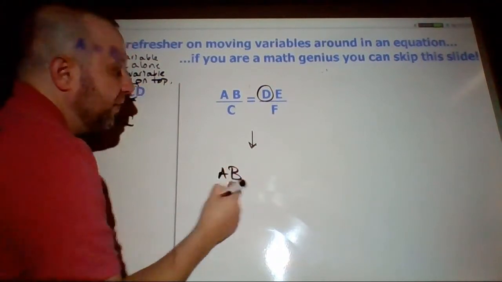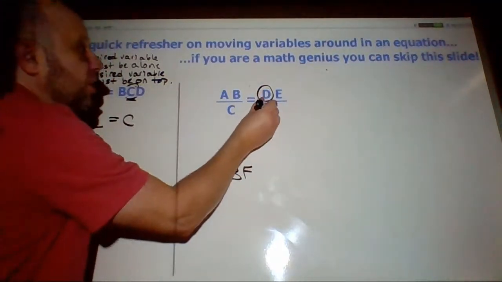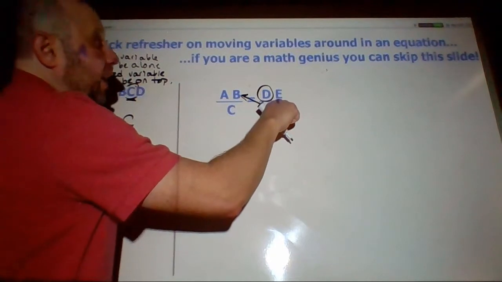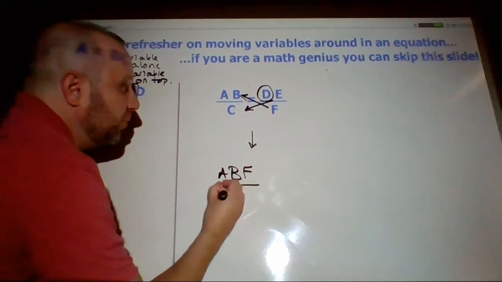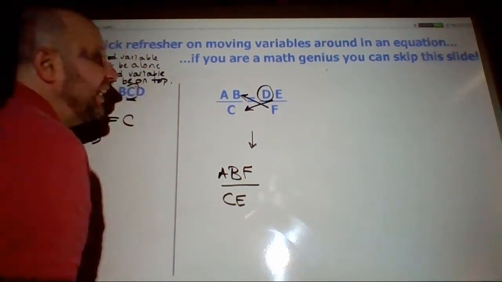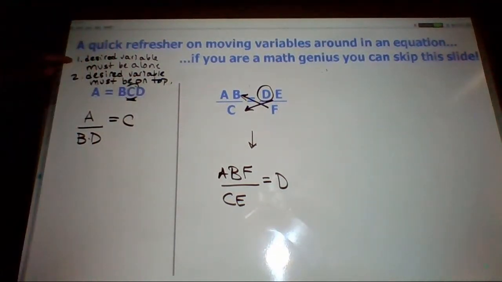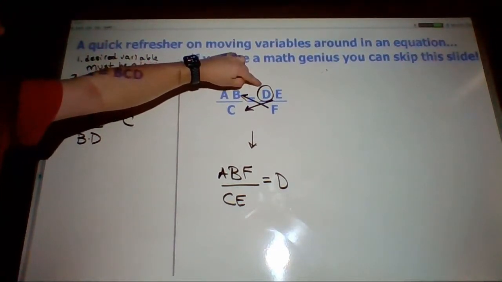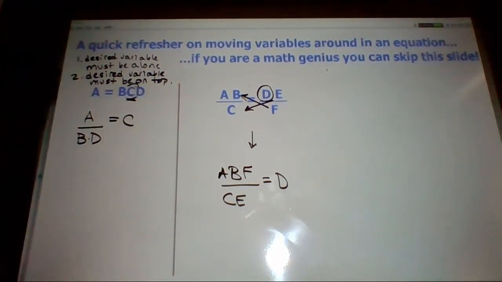So A and B are on the top on the left side. F is going to join A and B because it's going to move diagonally across the equal sign up here. E, which is on the right side, is also going to move away. So E is going to move diagonally across the equal sign. So we're going to get C and E both on the bottom, and that is equal to D. Remember our 2 criteria. It has to be by itself, which it is, and it has to be on the top, which it is.